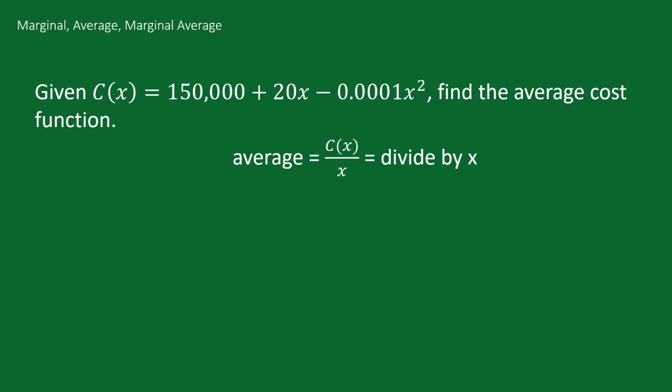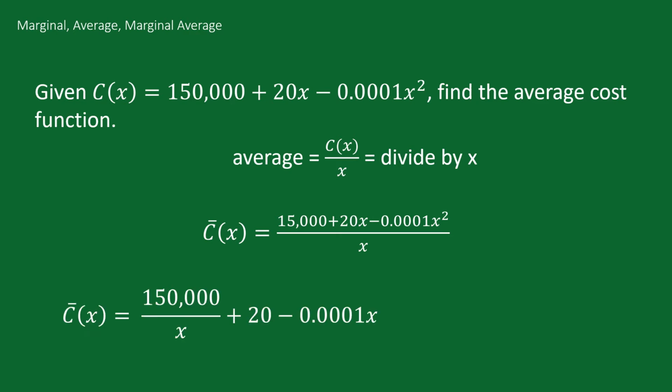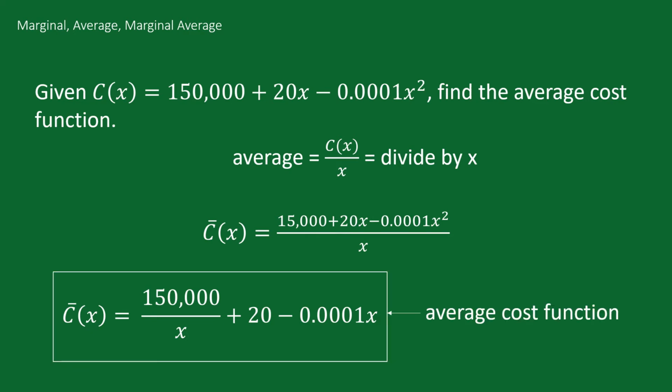In this case, the average cost function is 150,000 plus 20x minus 0.0001x squared over x, and that simplifies to 150,000 over x plus 20 minus 0.0001x. And that is our average cost function.